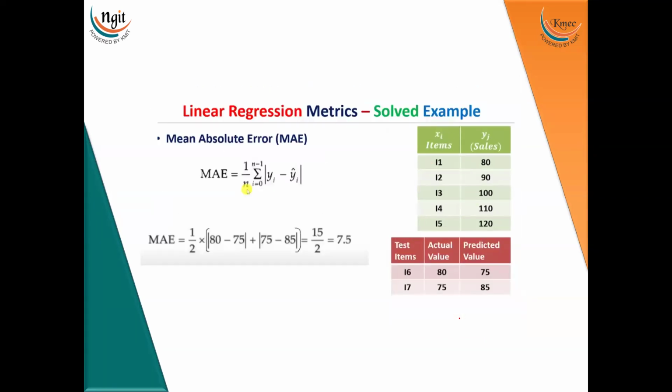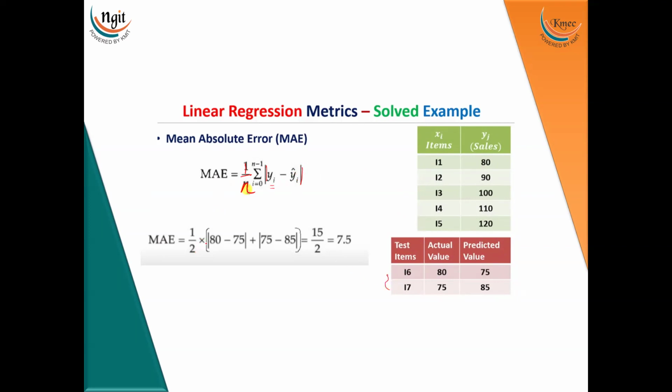The very first one is the mean absolute error. Mean absolute error is given by 1/n, sum from i equal to 0 to n minus 1, of |yi minus y cap|. This is nothing but the absolute value. So yi is the actual value, y cap is the predicted value.